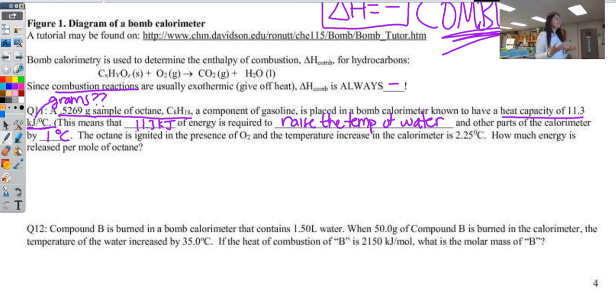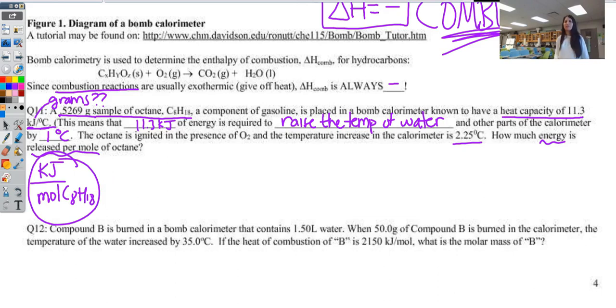The octane is ignited in the presence of oxygen. The temperature increase in the calorimeter is 2.25 degrees Celsius. How much energy is released per mole? Now be careful because it says energy per mole. So what I'm looking for is kilojoules per mole of C8H18, not just kilojoules, okay?